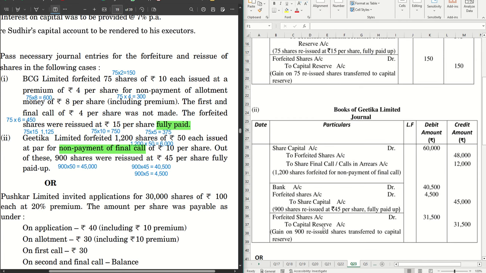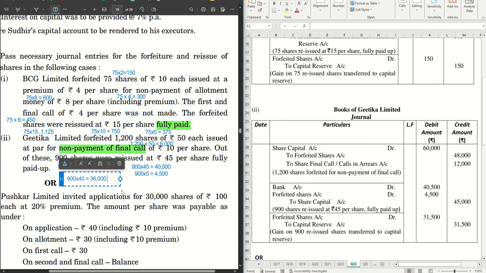So forfeited shares account debit to capital reserve. How much is the profit which is made on these 900 shares? Consider only 900 shares which are reissued. That is the rule. So on 900 shares, how much did we forfeit? This 48,000 forfeiture which is given here, this is on the 1200 shares. And remember, we have forfeited 40 rupees per share. Okay, so on 900 shares, if I calculate at the same rate, then we get 36,000 that has been forfeited.